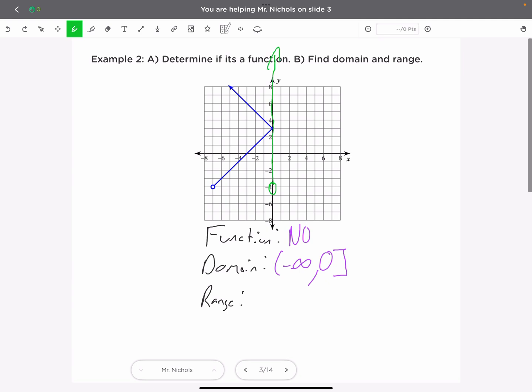And so in this case, because I have an open circle at -4 here, I would use a parentheses, -4, because it's not going to equal -4, but it'll get super close. And then it goes all the way up, and it's going to keep going forever to infinity. And so it would go from -4 to infinity. And that's my range.